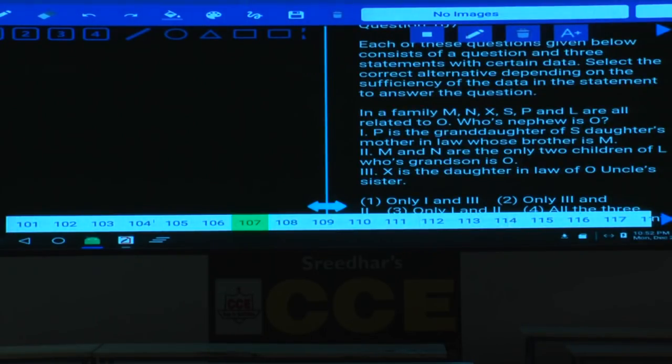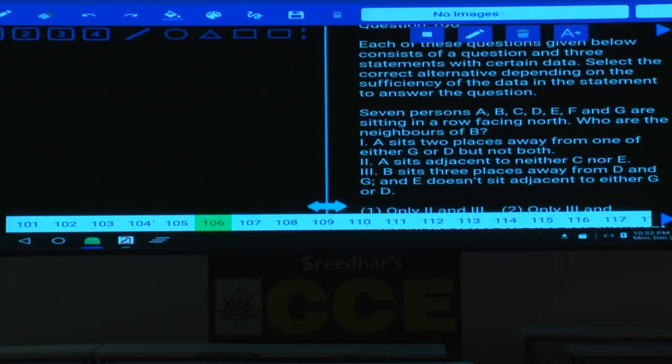Now 7 persons. Now this is 107. Now question number 106. Tell me, what is question number 106? Now in this 106, 7 persons A, B, C, D, E, F and G are seated in a row facing towards north. Who are the neighbors of B? Now the question is about who are the neighbors of B.